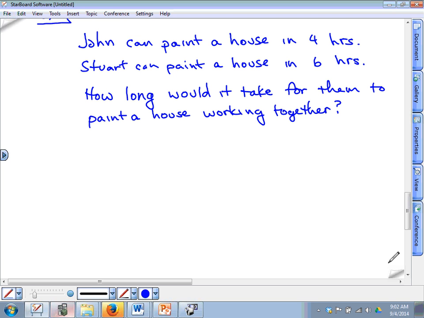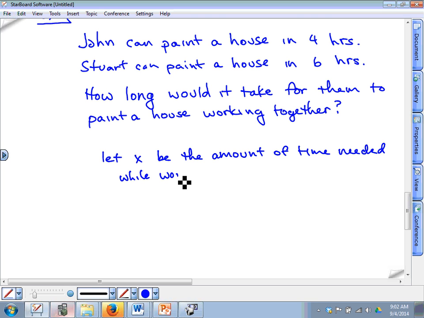Okay. The total job, let's let X be the amount of time needed while working together. So X is the total amount of time.